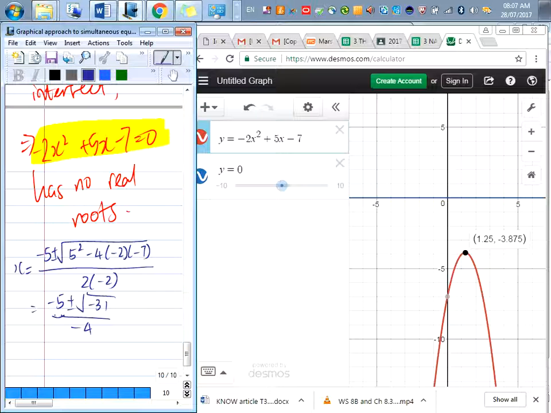So which part of the equation gives you a math error? The square root of a negative number. As long as you square root a negative number, your calculator will just tell you math error. So that tells you there is no solution, which is shown by this quadratic graph and the graph of y equals 0. They do not intersect. That's why there are no solutions.